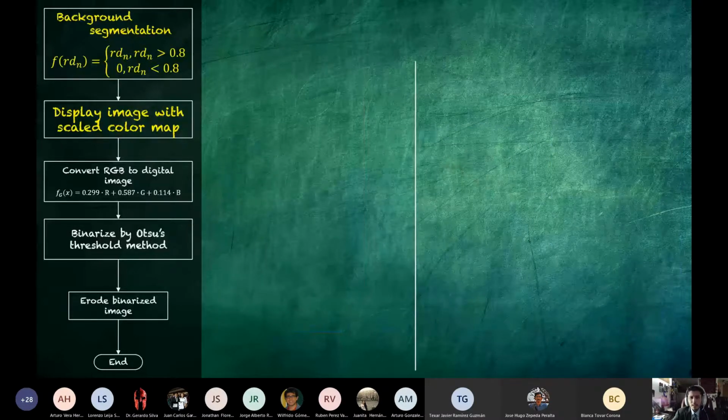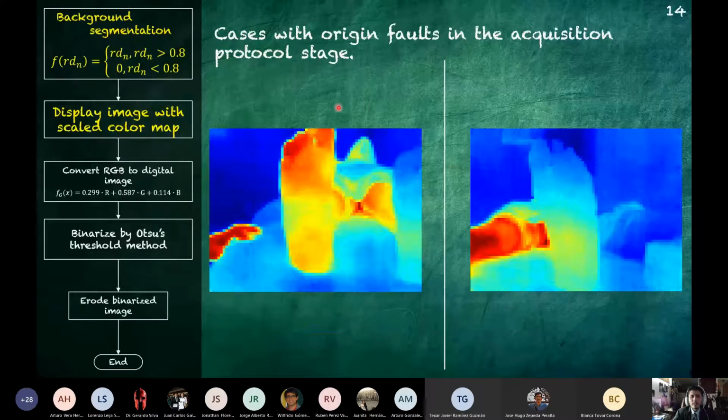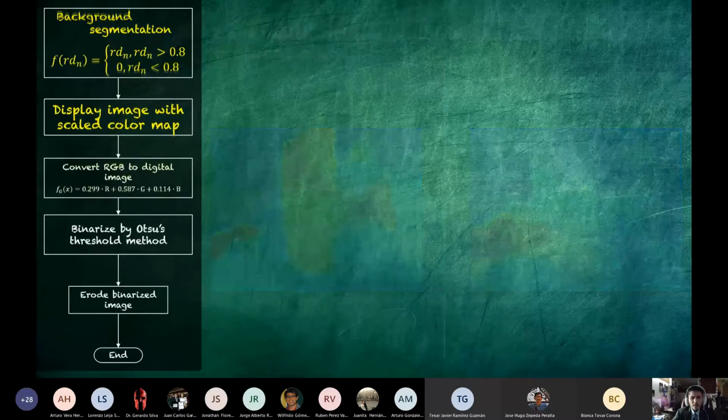And finally, unfortunately, we had 2 cases with faults in the acquisition protocol stage, because our algorithm in this stage is not capable of segmenting the region of interest, since there are some areas that have higher temperature than the sole of the foot.